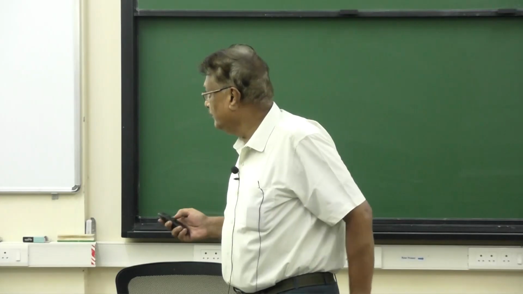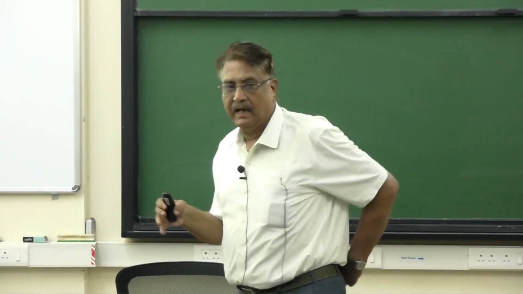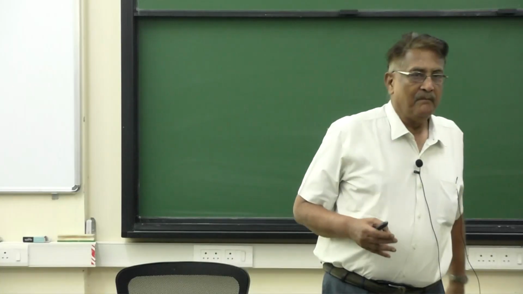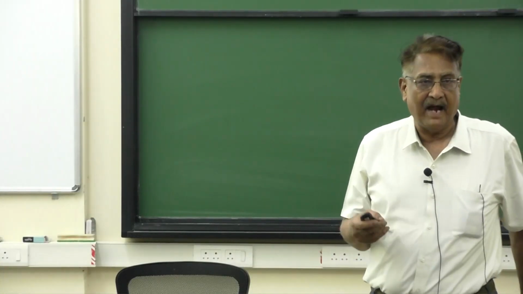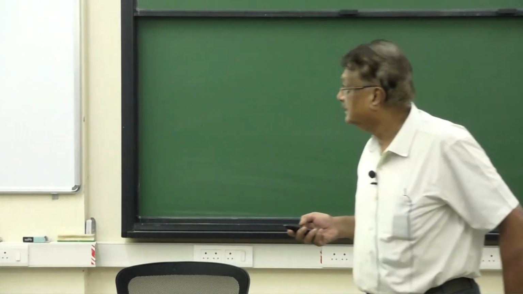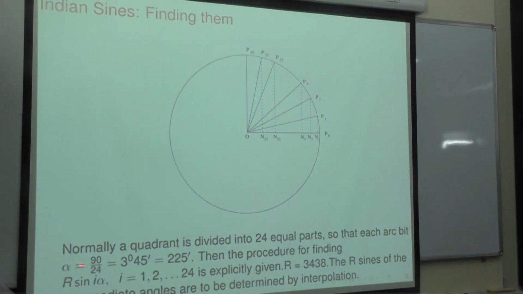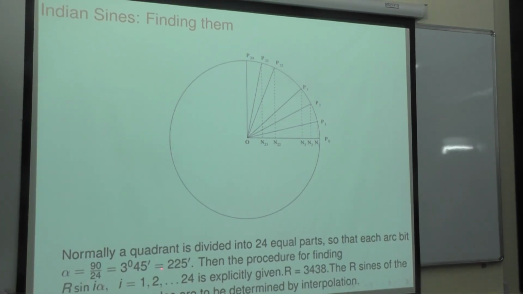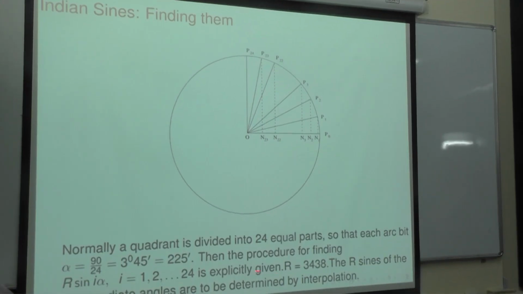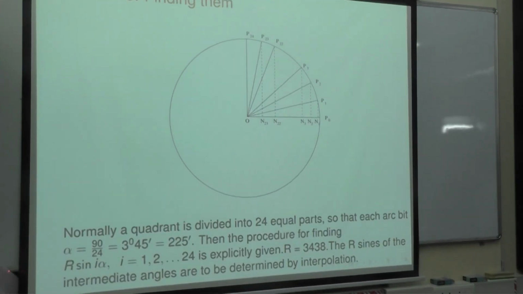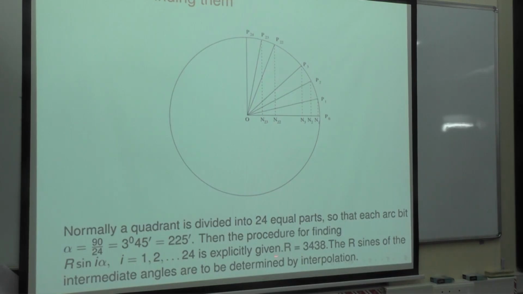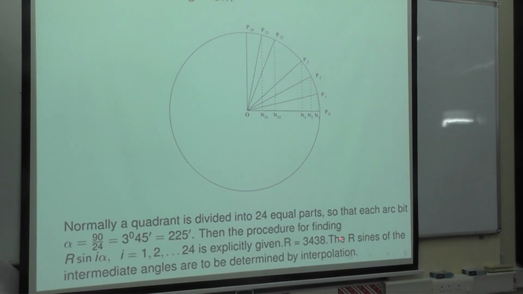Anyway, now I didn't tell you how to find it. It was defined, but did they find the values? Yes, they had a way of finding the values, and that is what I will discuss. Normally a quadrant, you remember, is one fourth of a circle. It is divided into 24 equal parts, so that each arc bit is 90 by 24, that is 3 degree 45 minutes, or 225 minutes. Then the procedure for finding r sin i alpha, i equal to 1 to 24, is explicitly given. As I told you, r is normally taken to be 3438.